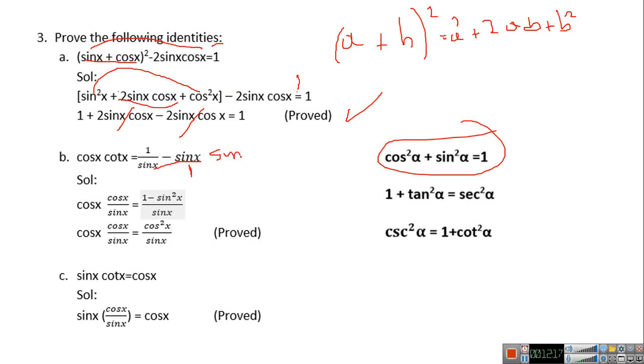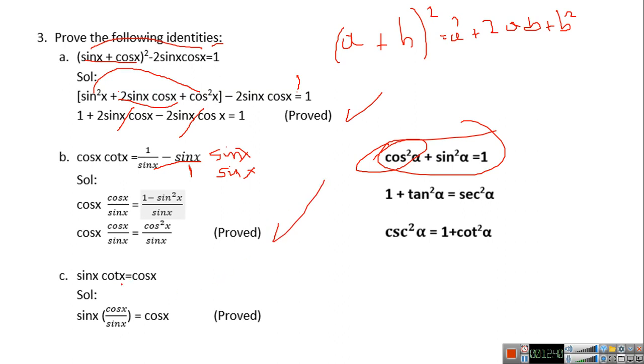Not to change anything, I multiply up and down by sine x. So when you have the same denominator, you can add the numerators. So it will be 1 minus sine square x over sine x. And I know that 1 minus sine square x is cosine square x. Cosine square x over sine x. And here I have the same, cosine square x over sine x. So both are equal, so I have proven.